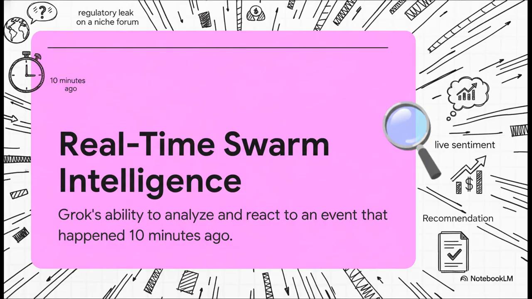Grok's superpower, on the other hand, is its real-time swarm intelligence, which is something GPT 5.4 literally cannot even attempt. So picture this. A regulatory leak hit some tiny niche forum just 10 minutes ago. Grok's swarm instantly kicks into gear. Harper starts pulling live sentiment from thousands of X posts. Benjamin calculates the financial risk with mathematical precision. The captain coordinates the whole thing, and Lucas formats a clean summary for the board of directors. You get a full analysis of an event that just happened, a complete and total blind spot for GPT 5.4.